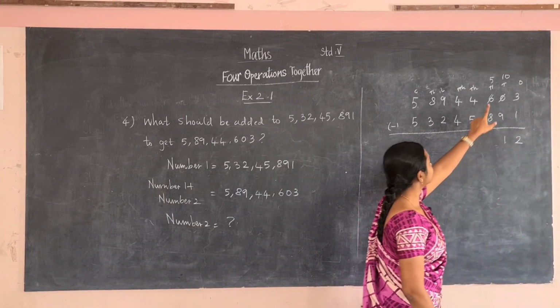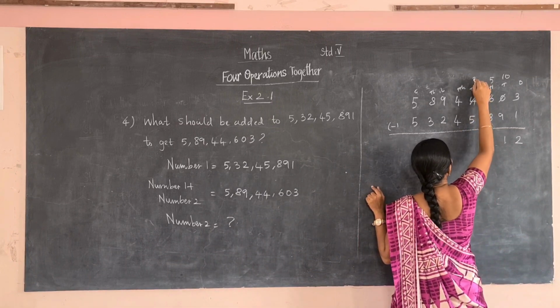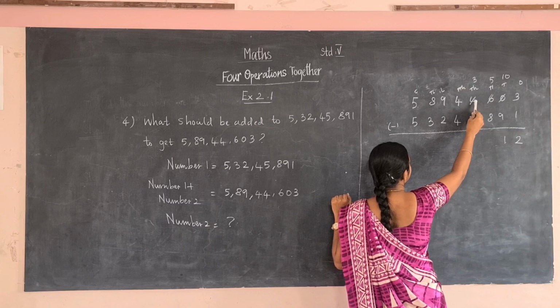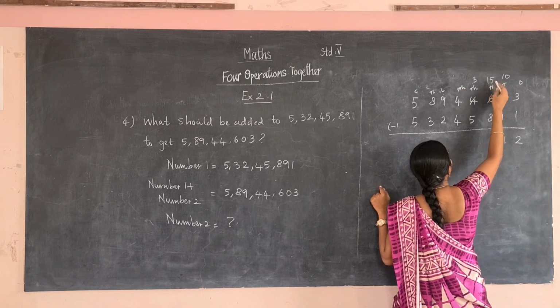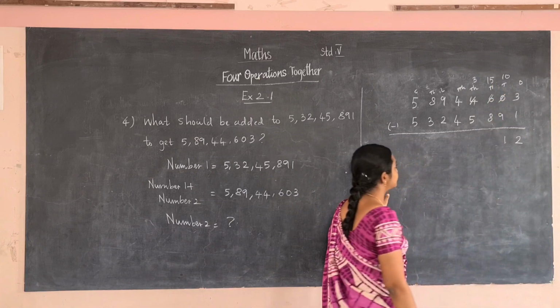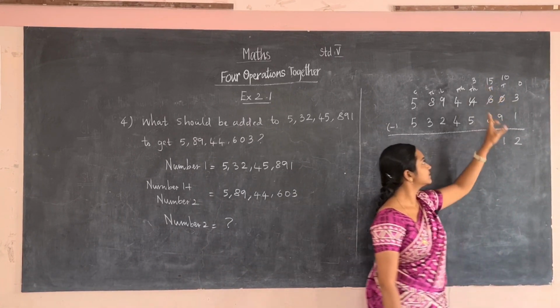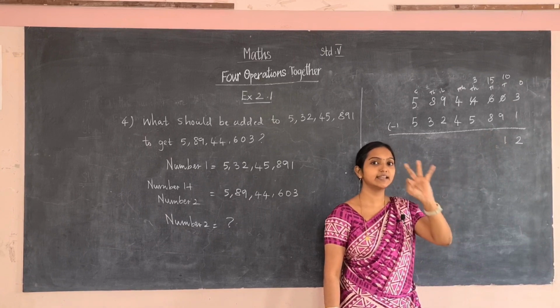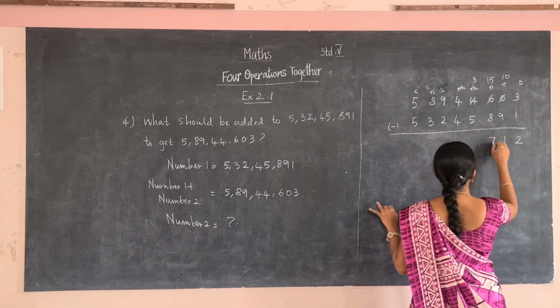See here, 5 is smaller compared with 8. So we cannot subtract. So borrow 1 from 4. That is, 4 will be changed as 3 and 5 will become 15. Start counting after 8 until you reach 15. So it will be 9, 10, 11, 12, 13, 14, 15. So the answer is 7.